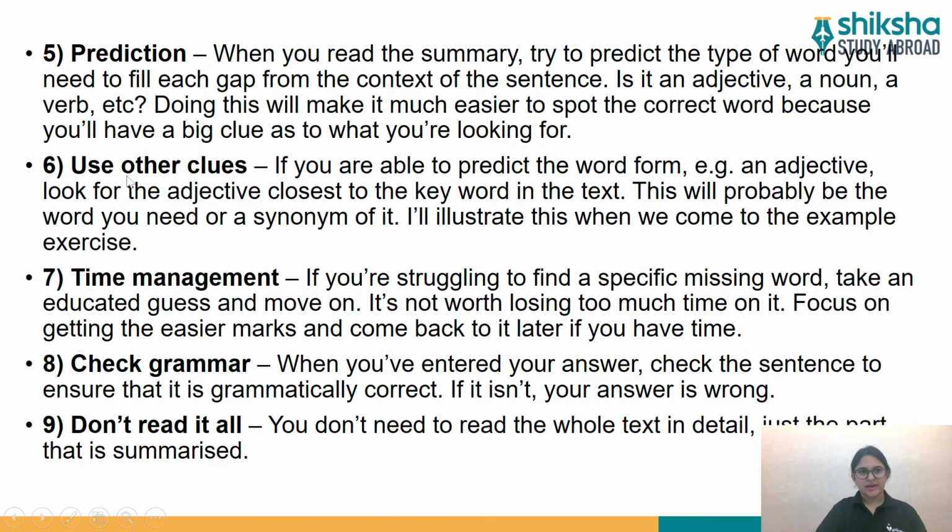All right. Next, we come to prediction. Prediction is another tip. When you read the summary, try to predict the type of word you will need to fill each gap from the context of the sentence. Okay, so prediction is very much necessary. Sixth is use other clues. If you are able to predict the word form, for example, an adjective, look for the adjective closest to the keyword in the text. This will probably be the word you need or a synonym of it.